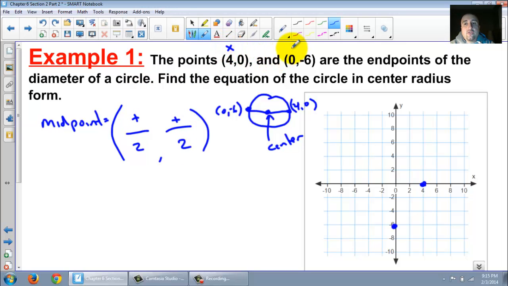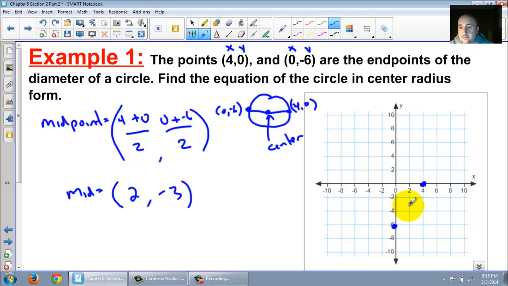Okay, so our first x is 4, our second x is 0. So 4 plus 0, and then we add our y's. We have a y and a y, so 0 plus -6. So what is our midpoint? 4 plus 0 divided by 2 is 2. 0 plus -6 is -6, divided by 2 is -3. So our midpoint is (2, -3). And that is actually the center of our circle. So the midpoint is also the center.